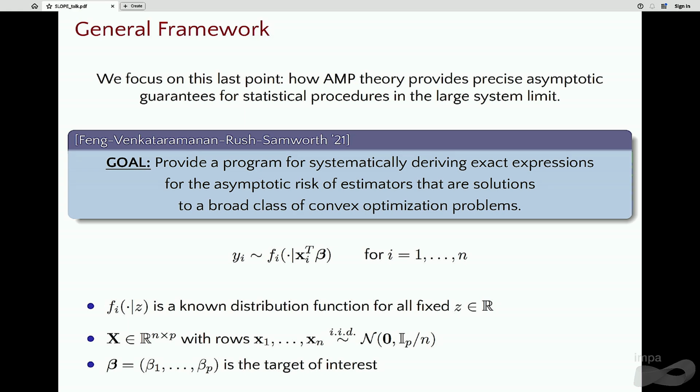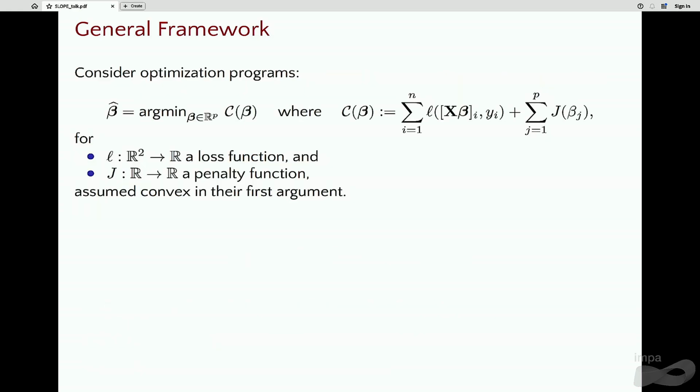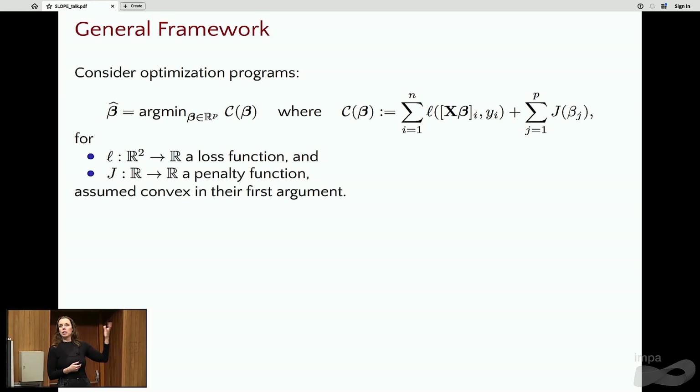So throughout, I'm going to assume that my matrix X is IID Gaussian, and my vector beta is the thing I'd like to recover. So, okay, if you have data that you believe are generated by these generalized linear models, then a common way to recover the vector beta is through the minimization of some cost function like the following. So in particular, lasso is an example, and slope nearly is an example. So I'm going to think about optimization programs of the following.